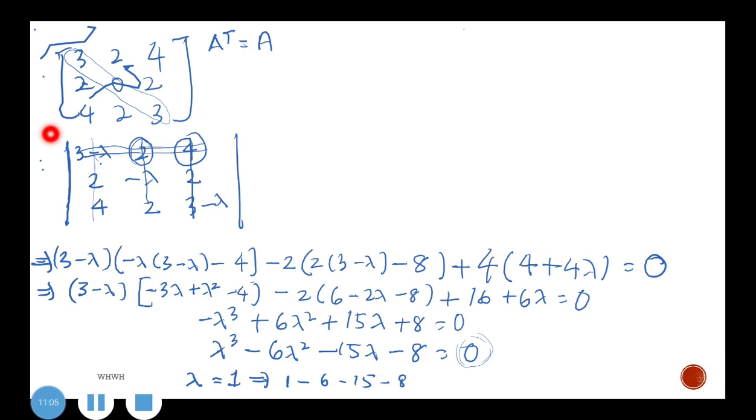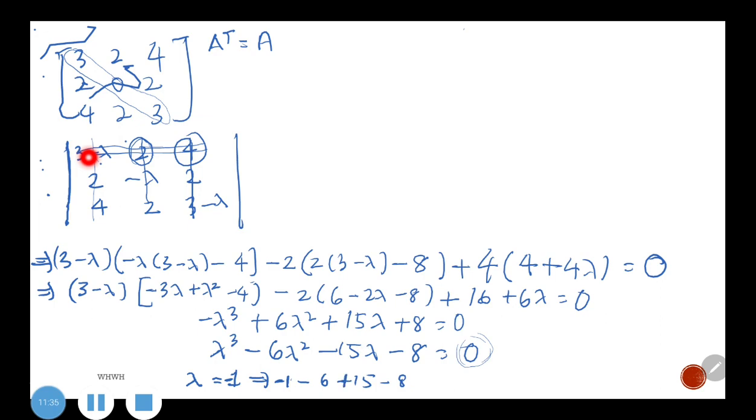Okay, lambda equals to 1 doesn't work either. 1 minus 6 is negative 5. Negative 5 minus 15, negative 20, minus 8. Doesn't work. Try negative 1. Okay, minus 1. So negative 1 to the power of 3 is negative 1. Negative 1 squared times 6, minus 6 is the same. This one minus negative 1 times negative 15 will be positive.